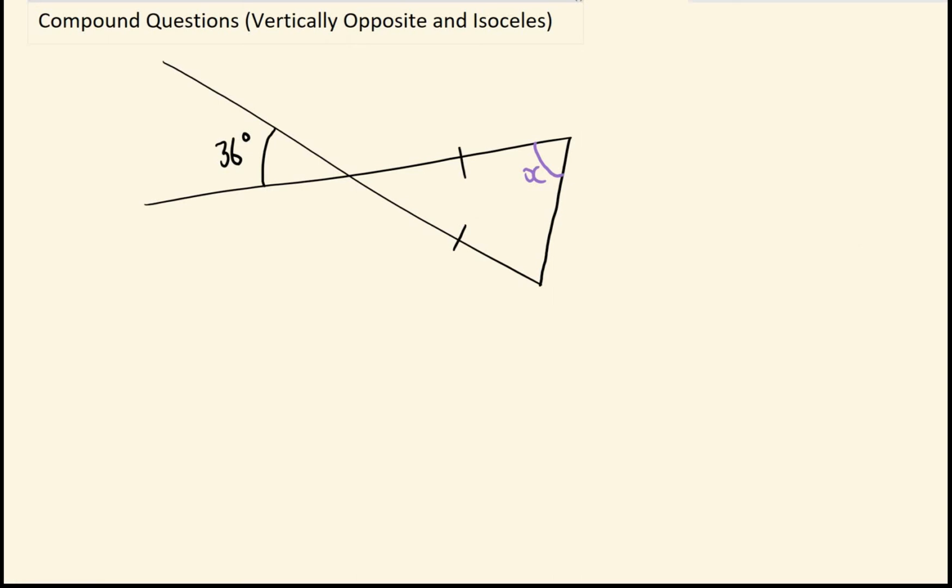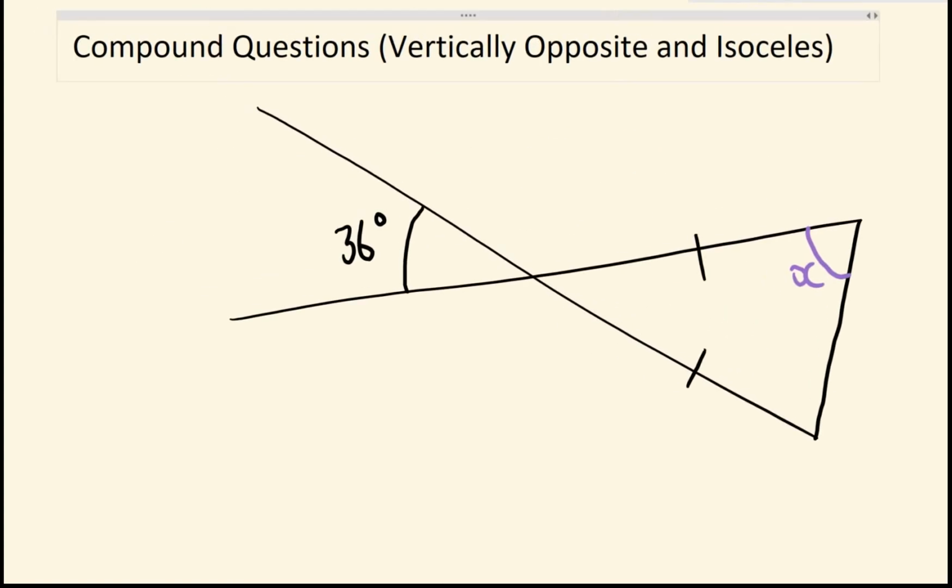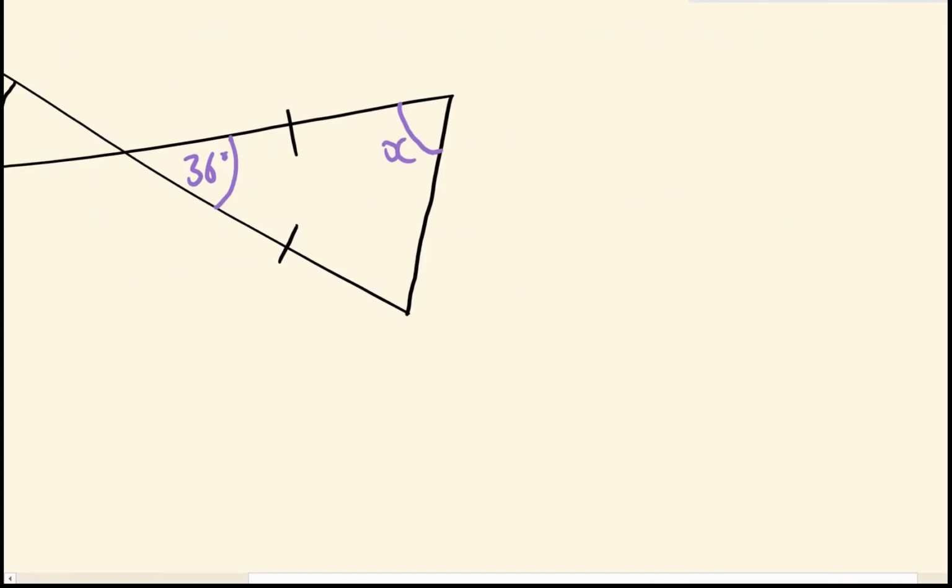Okay, last thing to show is what I'm going to call compound questions. That's where we have to use the vertically opposite rule and the isosceles rule in the same question. So you want to work out this angle here. The only angle we know is this angle here, 36 degrees. First things first, if this is 36, we have an opposite angle, so this will also be 36 degrees.